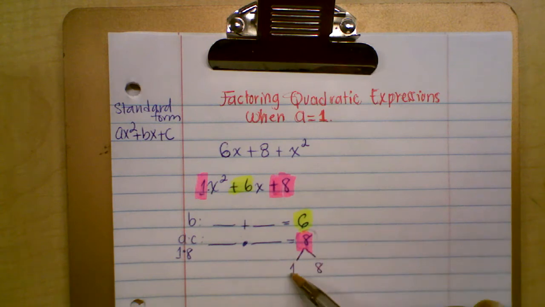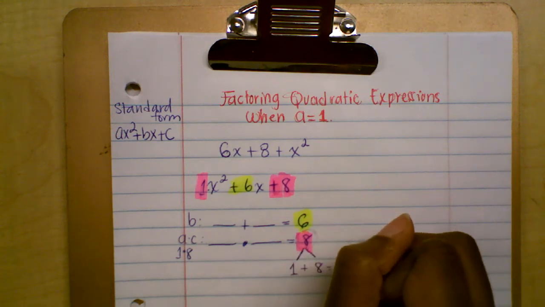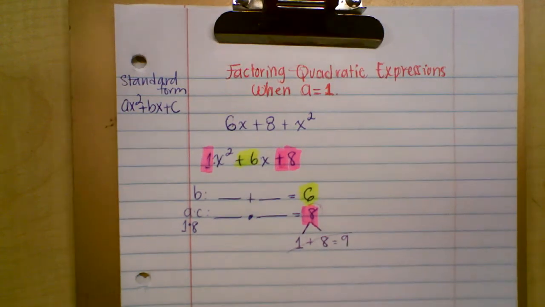So now when I do 1 times 8, it is 8, right? But when I add them, I get 9, but I need 6. So it cannot be the numbers 1 and 8. The two numbers cannot be 1 and 8. It doesn't work. So now, can you think of two other factors or numbers that when you multiply together, we get 8, and when you add them, you get 6?